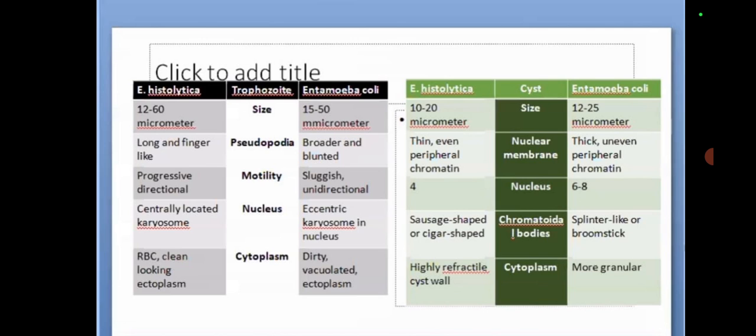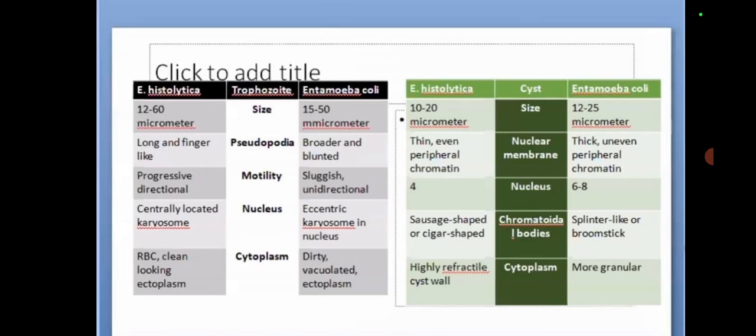Now the trophozoite morphology: Entamoeba histolytica and Entamoeba coli. Can we differentiate them? Size is 12 to 60 micrometers versus 15 to 50 micrometers. Long, finger-like projections are found in histolytica, broader and blunted projections in coli. Motility is progressive and directional versus sluggish and unidirectional. Speaking about the nucleus, histolytica has a centrally located karyosome, while coli has an eccentric karyosome.